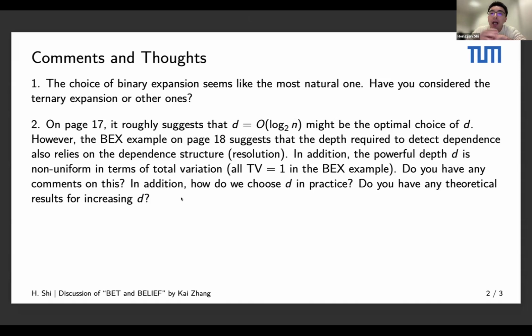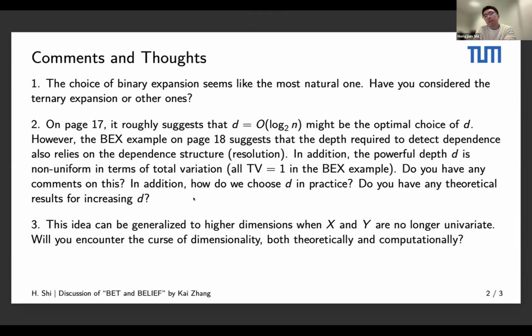However, the box example on page 18 also suggests the depth required to detect dependence also relies on the dependence structure itself. So in addition, the powerful depth D is non-uniform in terms of total variation in this example. We notice the total variation is equal to 1 in this example. So do the authors have any comments on this? And in addition, how do we choose the depth D in practice? And do the authors have any theoretical results for the scenario when we have D increasing as the sample size increases?